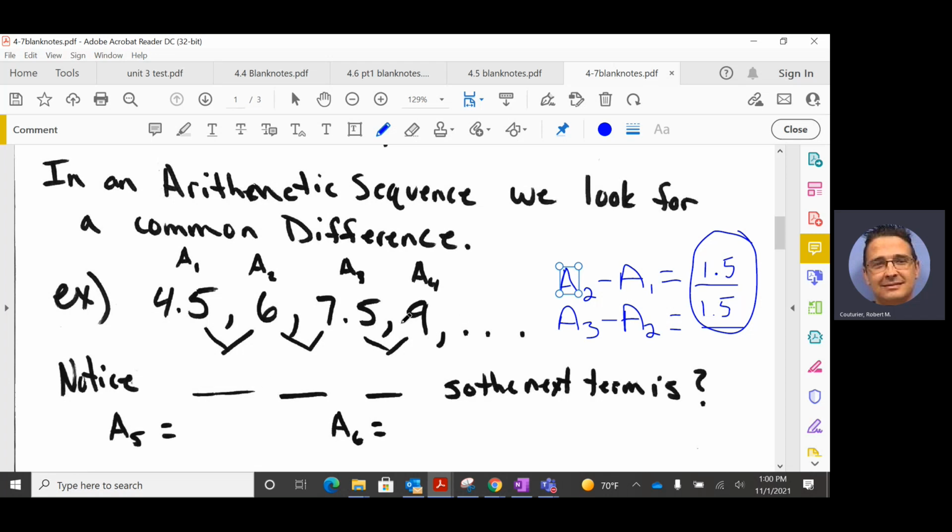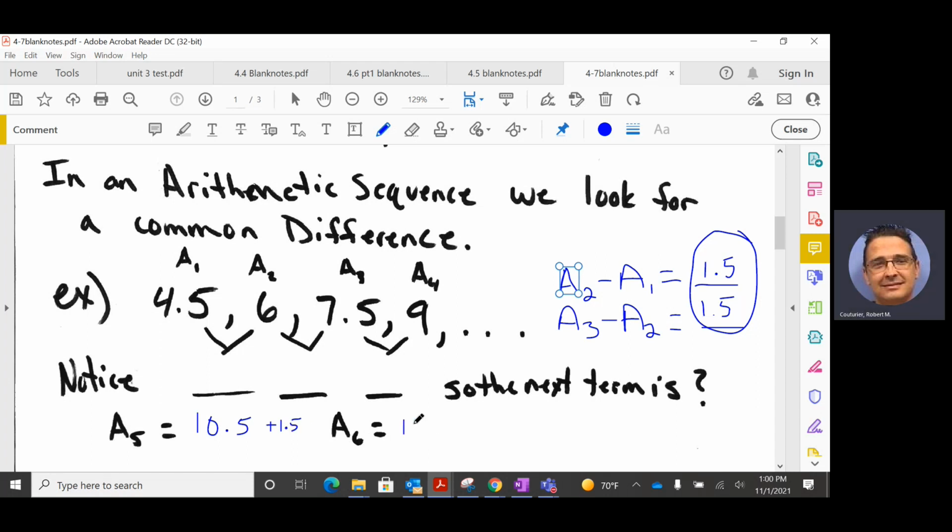And if we wanted to predict, they gave us up to 4. What if we want to know what's the 5th? Okay, so we would take that 1.5 and add it to 9. So our 5th term would be 10.5. And if we wanted to go to the sixth term, we'd take 10.5 and add 1.5. So add the common difference again, 1.5.